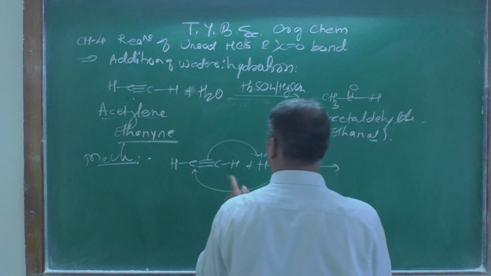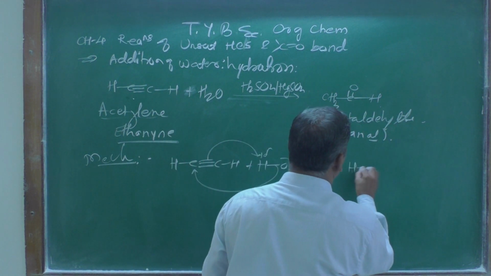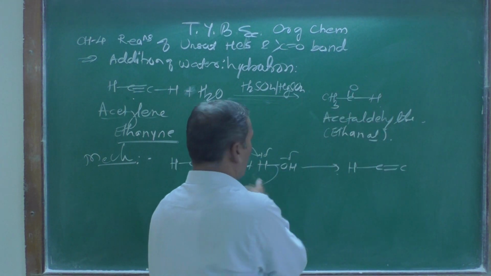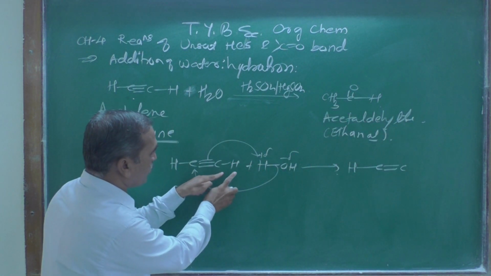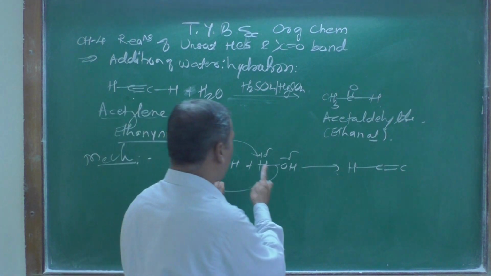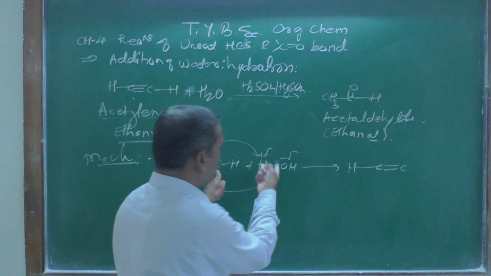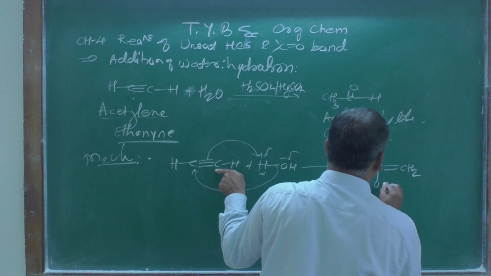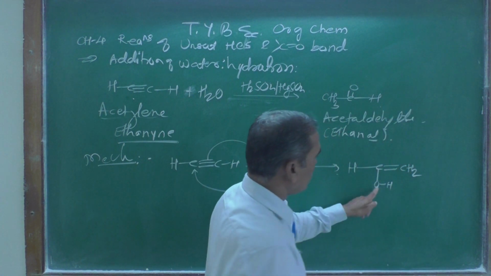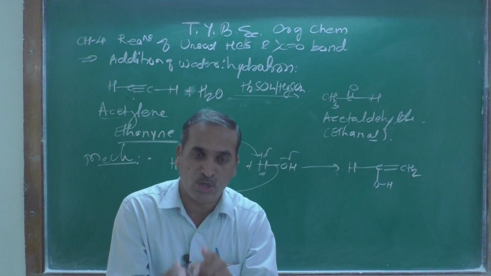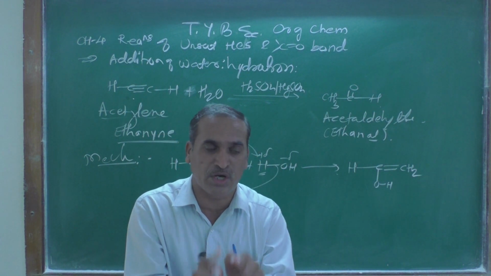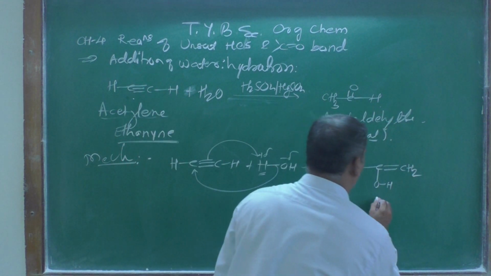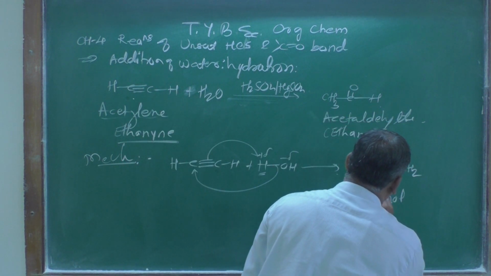Remember, what do you mean by enol? Here we have HC double bond C, with one hydrogen atom originally present on this carbon atom and one additional hydrogen atom attached here, so it becomes CH2, and here it becomes OH. This type of species, with the hydroxy group attached to the carbon-carbon double bond, is known as an enol.